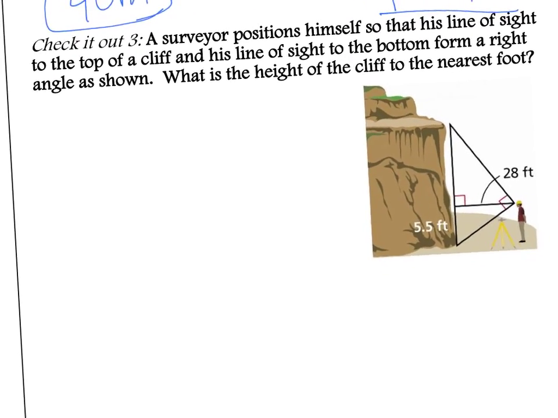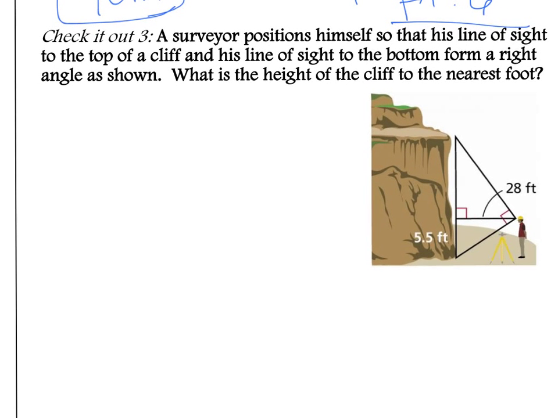Same sort of issue over here. A surveyor positions himself so that his line of sight to the top of the cliff and his line of sight to the bottom is shown below. What is the height of the cliff to the nearest foot? Why don't y'all pause right here and try this one just like the tree and see if you can get it on your own.